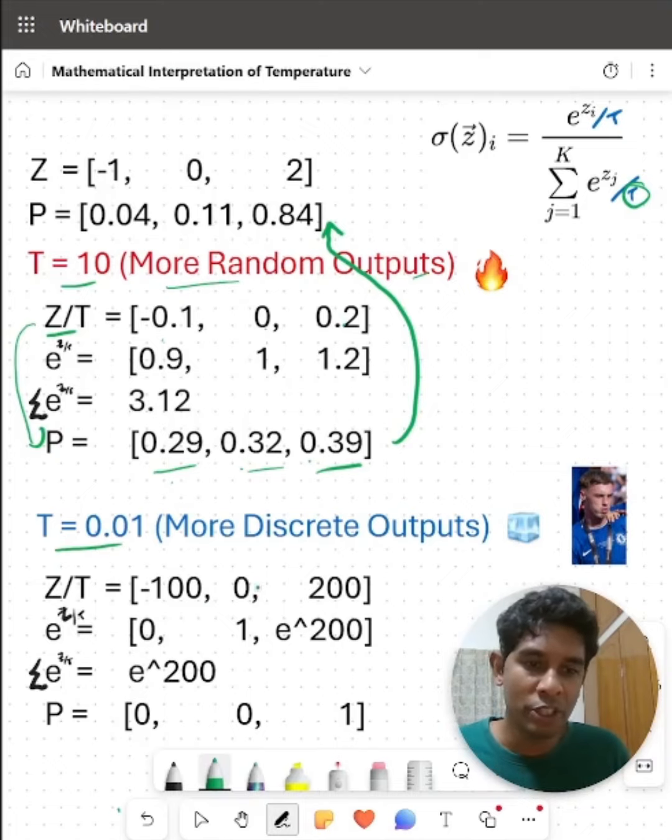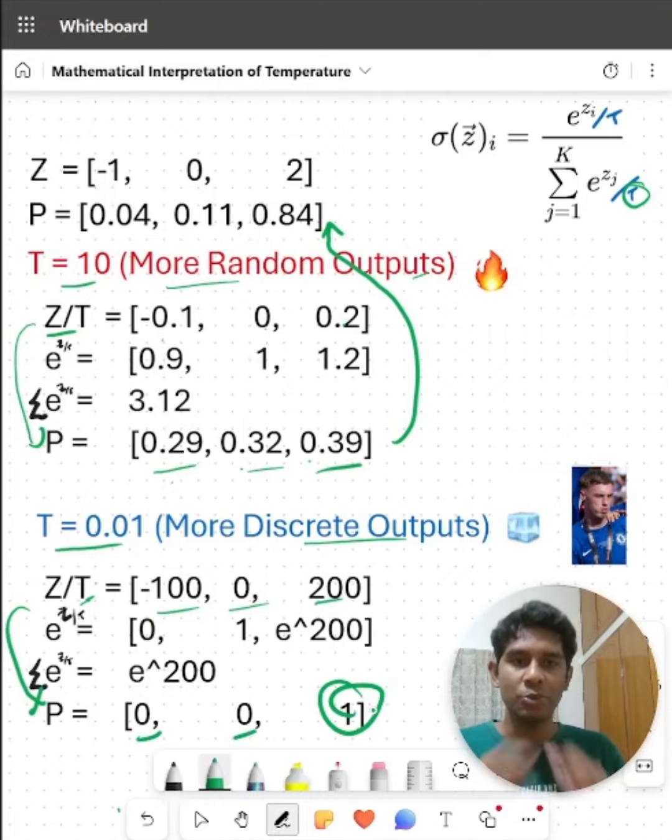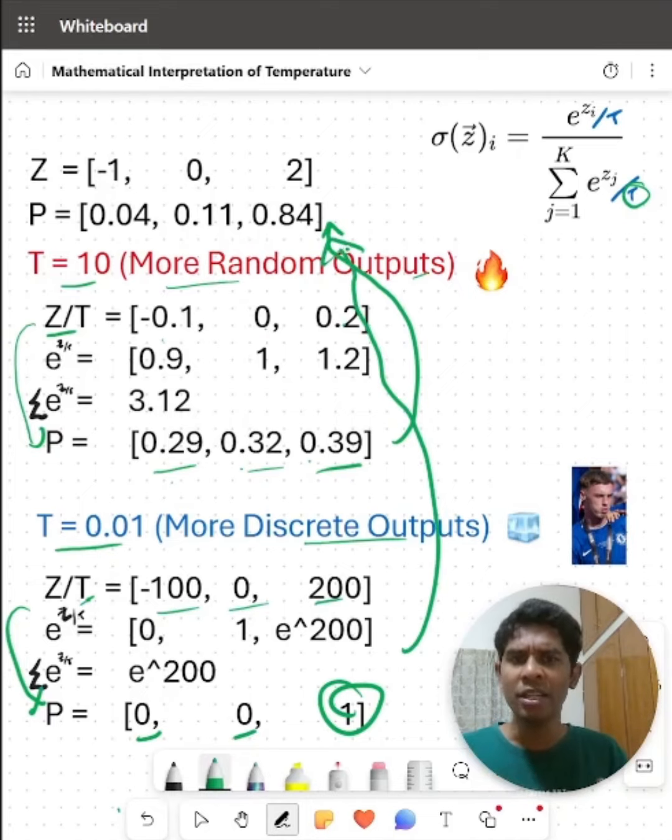When we have 0.01, we will be getting more discrete outputs, and it's easy to see. Now, instead of suppressing the individual logits, T is amplifying the individual logits when it's less than 1. So we have -100, 0, and 200. And when we calculate the probabilities using these values, I'm getting my probabilities as 0, 0, 1. So obviously, one class, which was already the more favored class, became very discrete. So this is how temperature affects the working of large language models.